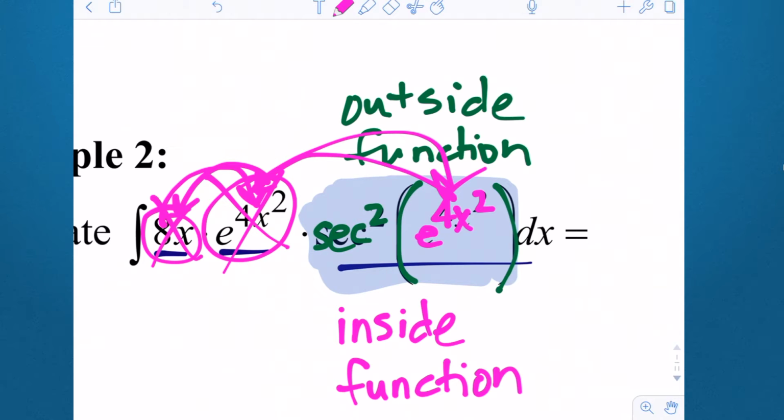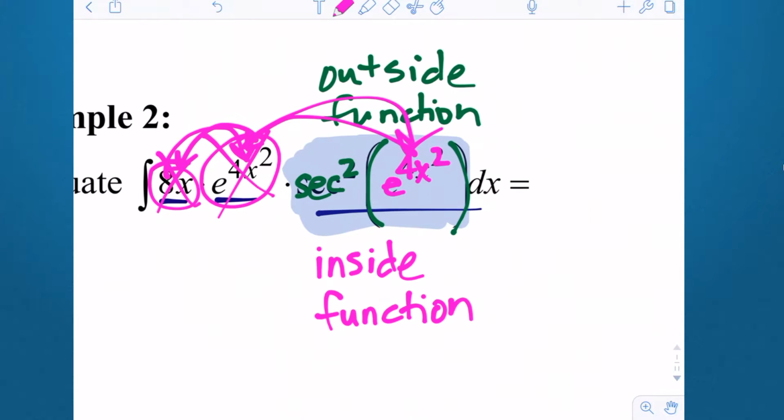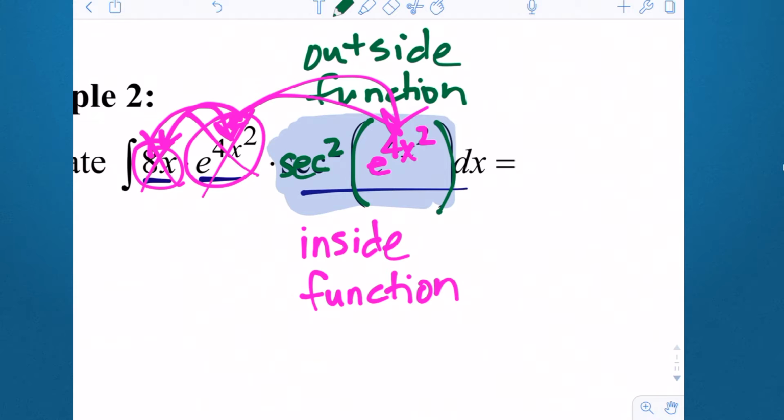And now, once we do that, it's time for the actual integration process. What is the outside function containing the inside function? Secant squared of blob. There can only be one rule of integration, and it's always going to be the rule for the outside function. So now the question is, what is the antiderivative of secant squared of blob?